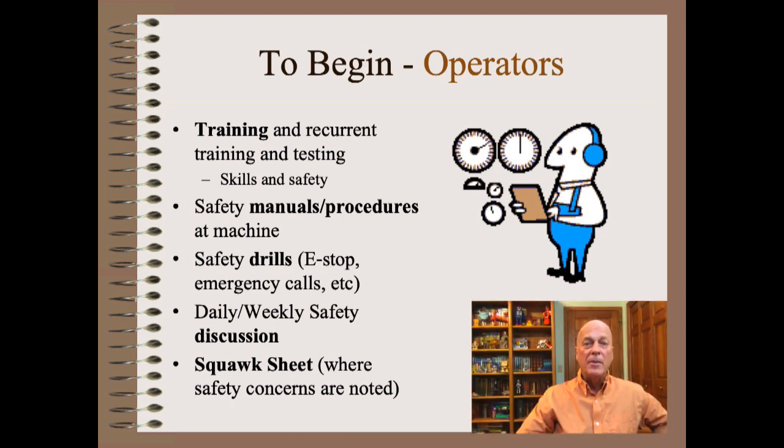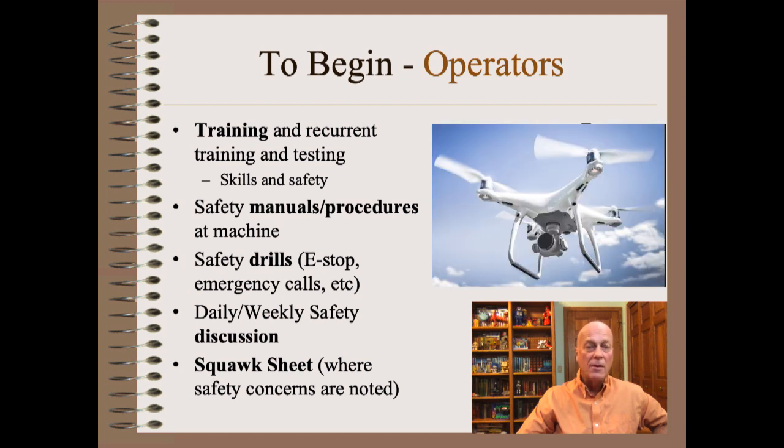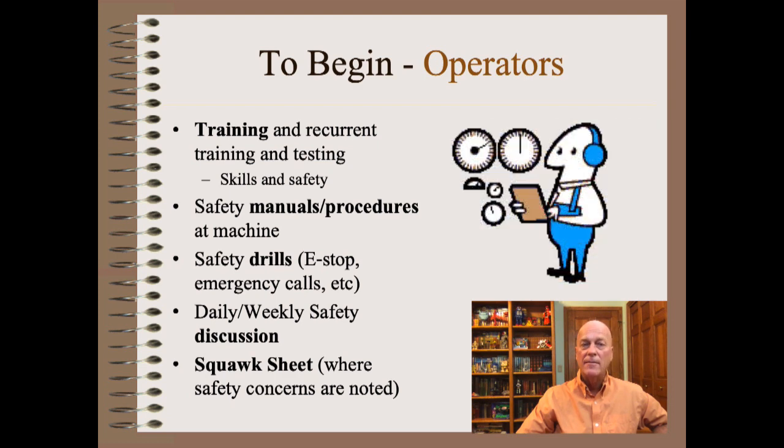Operators and any other people on the floor need training, recurrent training, and testing. As a private pilot and FAA Part 107 commercial drone operator, as well as an ACA certified whitewater kayak instructor, I needed initial certification as well as recurrent training and testing. To be current, you needed to be checked out on a 2 to 4 year schedule, but more frequent is even better.